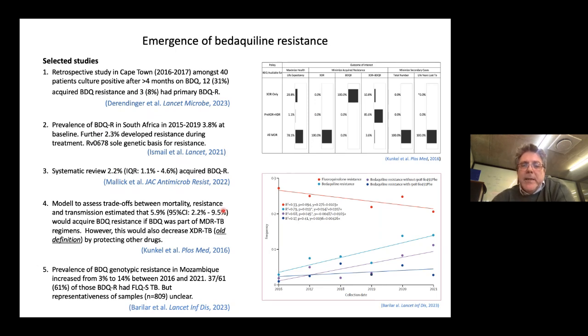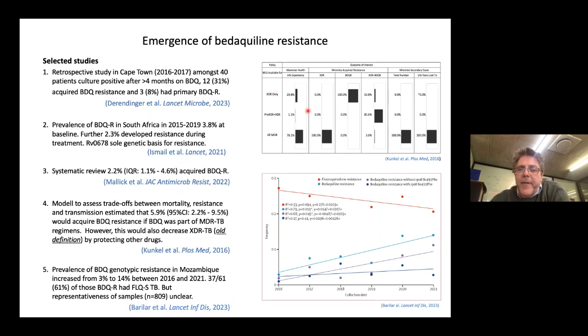There was a Kunkel et al. study conducted to assess the trade-offs between mortality, resistance, and transmission of various strategies of implementing bedaquiline for different groups of patients. Just to note that this was published in 2016, so it uses the old definitions of pre-XDR and XDR. But they assessed across life expectancy, minimizing resistance, and minimizing secondary cases, which strategy would provide the best benefit. And the strategies they assessed were providing bedaquiline to all patients with MDR-TB, patients with pre-XDR and XDR-TB, or just those with XDR-TB.